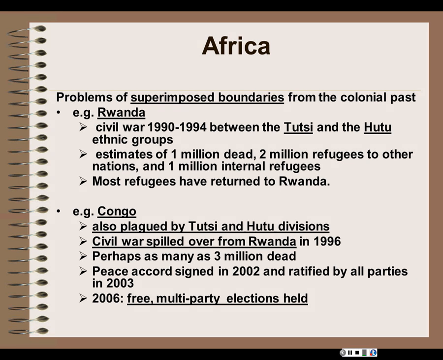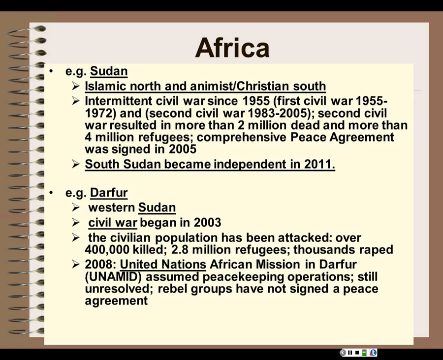For example, in Rwanda, a civil war took place between 1990 and 1994 between the Tutsi and the Hutu ethnic groups. Estimates are 1 million dead, 2 million refugees to other nations, and 1 million internal refugees. Most refugees have since returned to Rwanda. The Tutsi and Hutu divisions also plagued the Congo, and in fact the civil war from Rwanda spilled over into the Congo in 1996. Perhaps as many as 3 million died in the Congo due to this civil war. The peace accord was signed in 2002, ratified by all parties in 2003, and free multi-party elections were held in 2006.